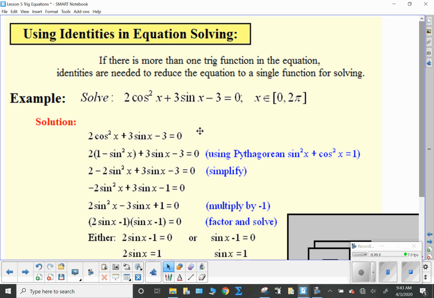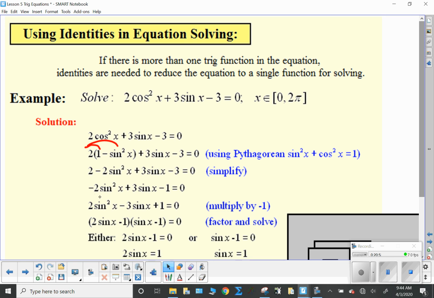Using identities, now I've got 2 cosine squared x plus 3 sine x minus 3. Ooh, I got cosine squared and sine. In order to factor, I need everything to be the same trig function. Since they're not, I have to use my Pythagorean identity. I'm going to change cosine squared to 1 minus sine squared. Then I'll distribute the 2, and I have my new equation.